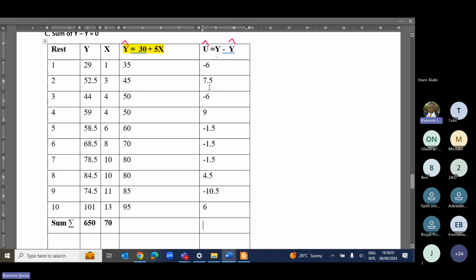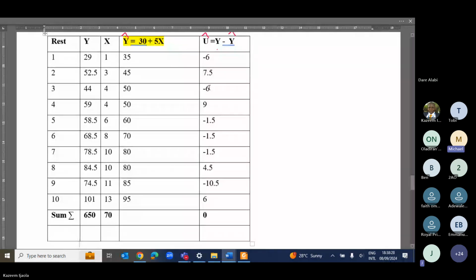Minus 6 plus 7.5. Minus 6 plus 9 minus 1.5 minus 1.5 minus 1.5 plus 4.5 plus 6 minus 10.5. I got 0. So we are correct.